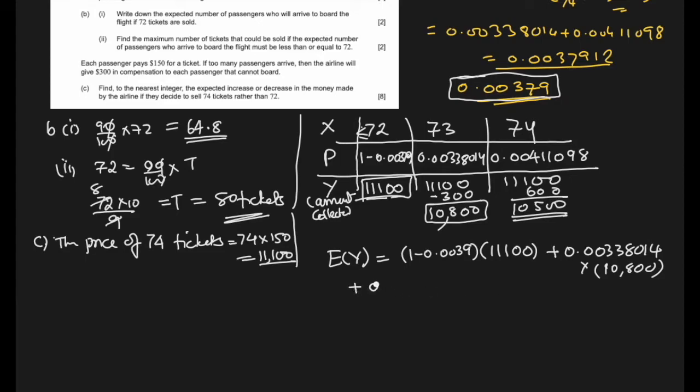And the third one is 0.00411098 multiplied by 10,500. Just put this in a calculator and you get your answer. Let me do it myself.